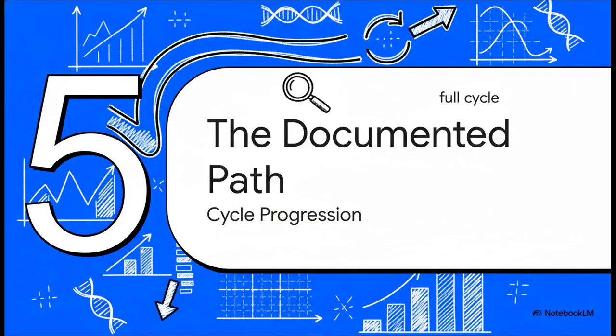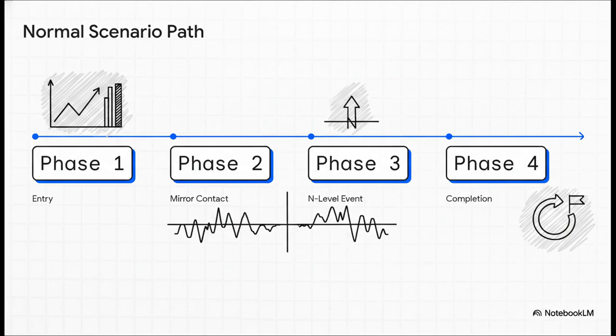But what happens after the entry? Well, the documentation also maps out the potential path for the rest of the cycle. This slide shows us the standard way things usually go. After the entry in phase 1, the cycle typically moves to phase 2, which is called mirror contact. That's followed by phase 3, the end-level event, and the whole thing wraps up with phase 4, which is completion.